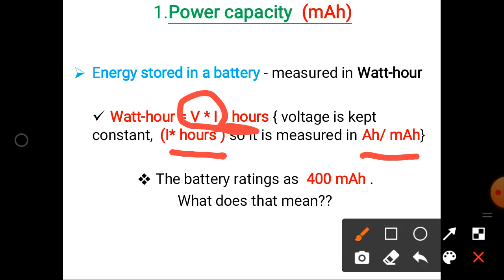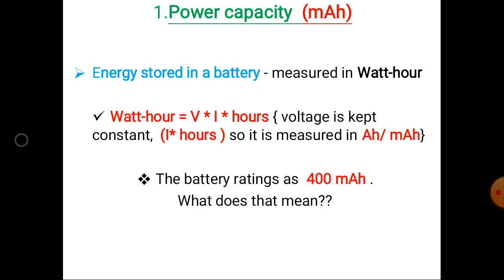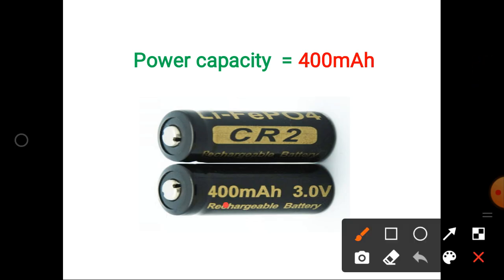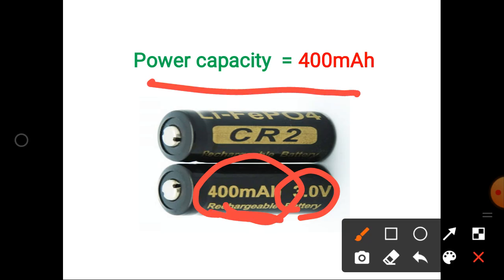If you take one battery, you will see this specification is available. For example, the battery rating is 400 milliampere hour. What does it mean? Let us see. Here, consider this is the cell. We have the specification 400 milliampere hour, and also a 3 volt nominal voltage is available. Here the 400 milliampere hour represents the power capacity of the battery.